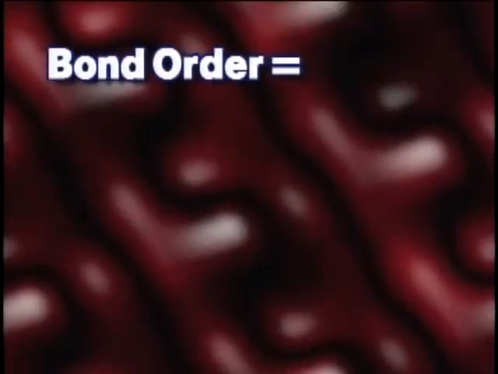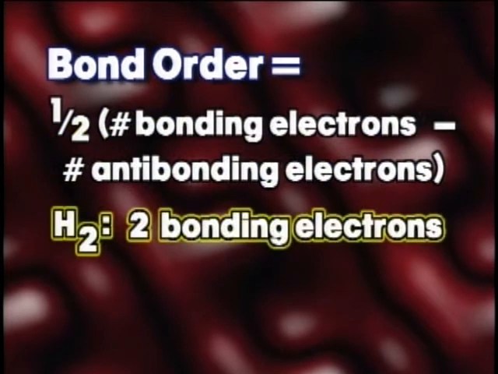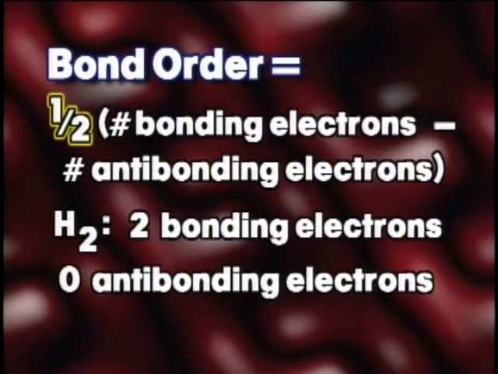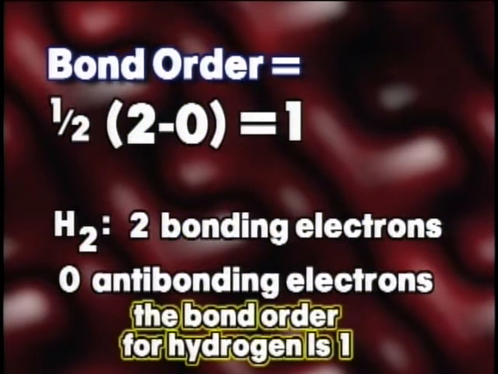Calculating bond order is pretty easy. Let's go back to the hydrogen example. Hydrogen has 2 bonding electrons and 0 antibonding electrons. So the equation we'll use to find hydrogen's bond order looks like this. 1/2 of the quantity, 2 minus 0, equals 1. The bond order for hydrogen is 1.